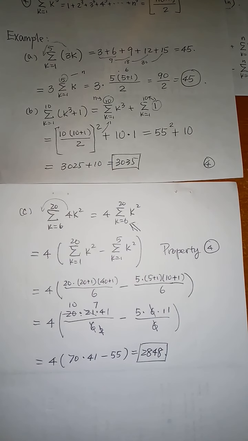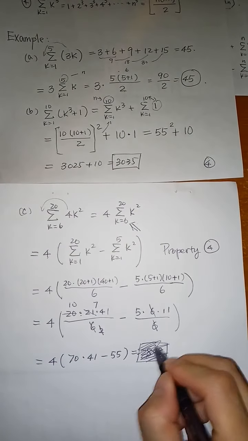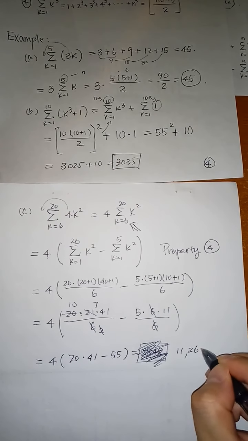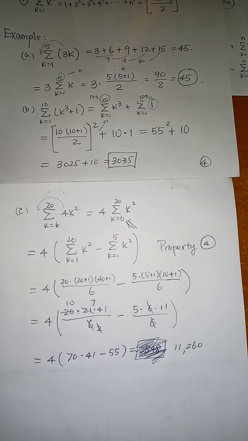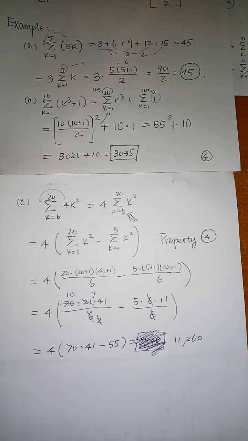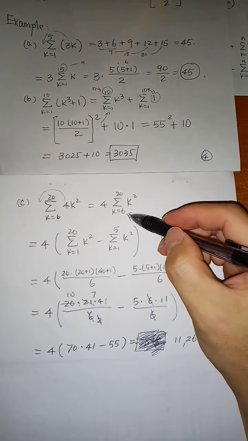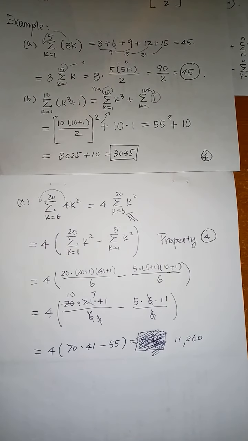Okay, so that is... I'm sorry, not this one. This is a wrong number. It's 11,260. It's my bad. Okay, so that's the answer. So in this problem, be careful about this initial index. The initial index.